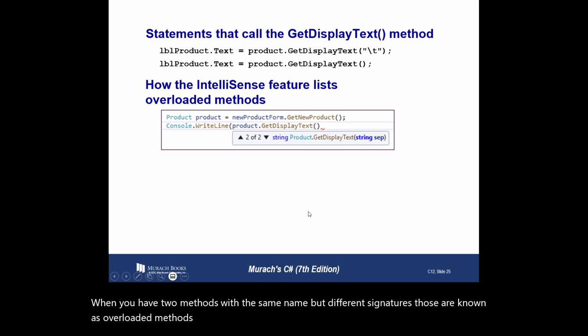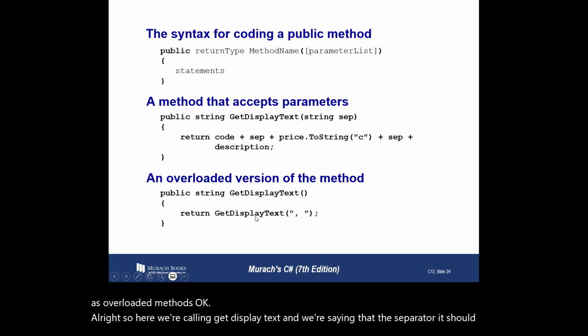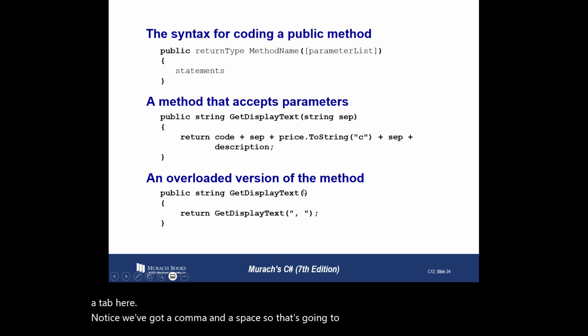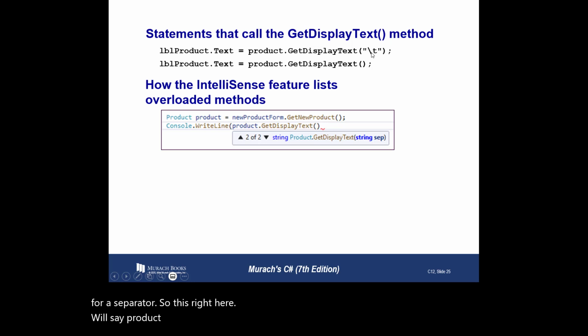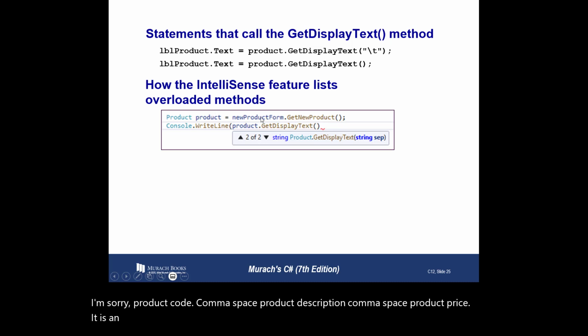All right. So here we're calling GetDisplayText, and we're saying that the separator should be a tab. Here, notice we've got a comma and a space, so that's going to be the default if we pass in nothing for a separator. So this right here will say product code, tab, product description, tab, product price. This one will say product name, comma space, product code, comma space, product description, comma space, product price. It is an overloaded method.